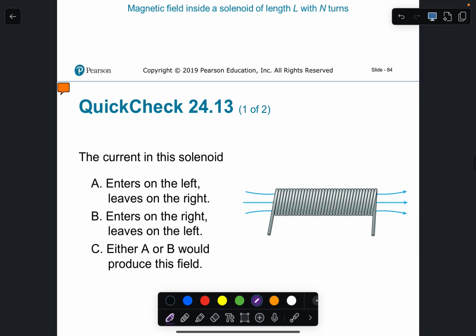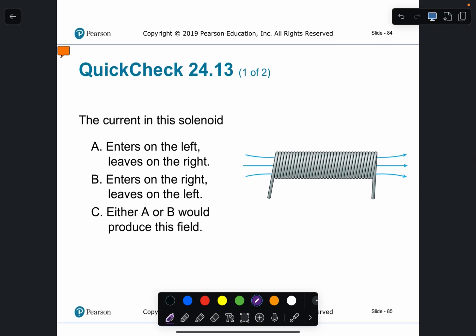And we'll do this as our last kind of quick check. So if the magnetic field is going that way, where is the current entering? So our thumb is not the blue lines, right? Our thumb is the current direction. So let's pick one. Let's pick this and see if it's our answer.